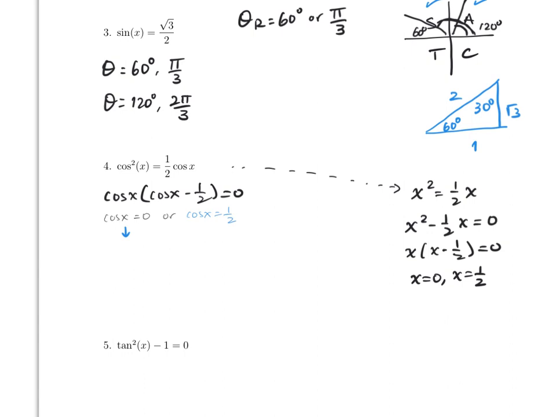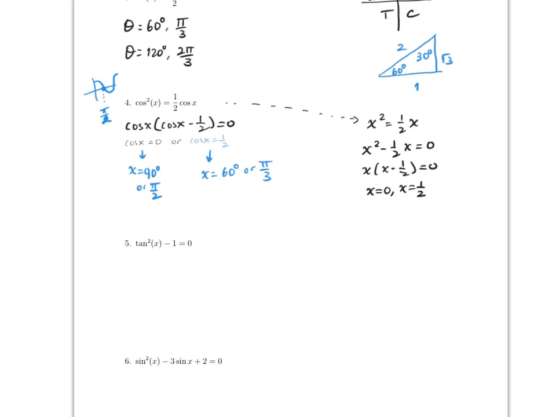Now the only angle that gives you 0 for cosine between 0 to 2 pi, remember that the graph for cosine looks like this, and at this point it's 0, but that's 90 degrees or pi over 2. So therefore here x is either 90 degrees or pi over 2. That's the answer for that one. Now, if we look to the special triangle, cosine of 60 gives you 1/2. So therefore x is equal to 60 degrees or pi over 3. Okay.